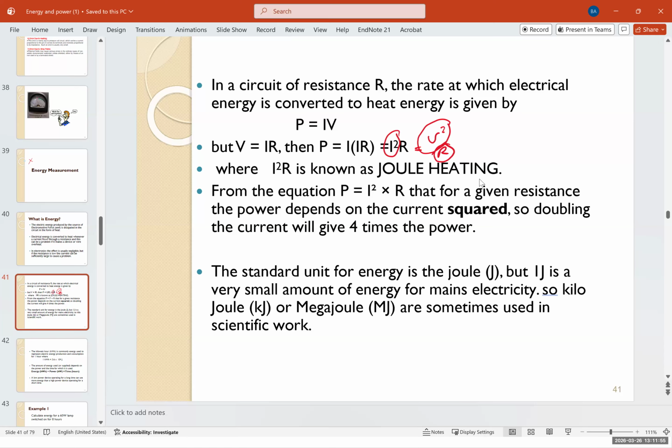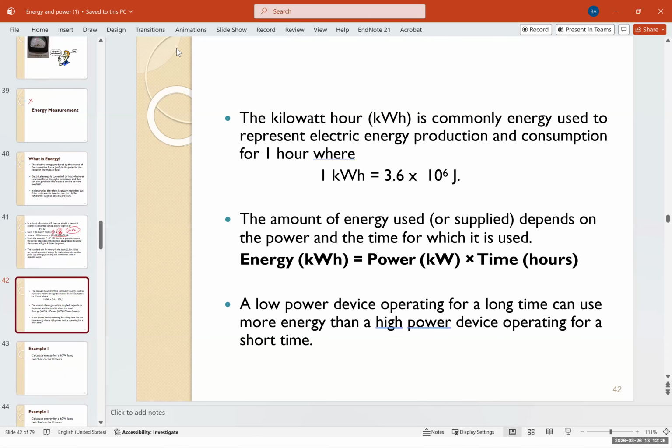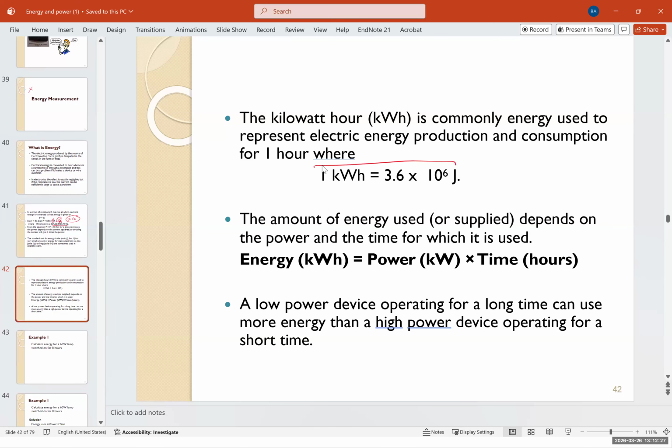Anyway, so I squared R is called Joule heating, and the equation for that is P equals I squared R. The standard unit for energy is the joule, but 1 joule is a very small amount of energy for electricity. So kilojoules, megajoules, and gigajoules are sometimes used in scientific work. Now, 1 kilowatt hour, this is very important, is equal to 3.6 times 10 to the power of 6 joules. The amount of energy used or supplied depends on the power and the time for which it is used.